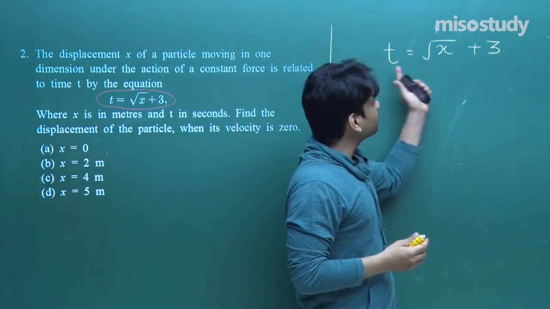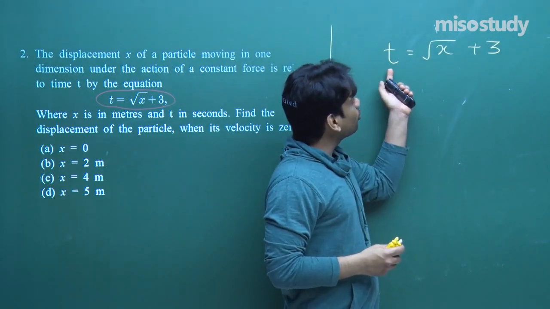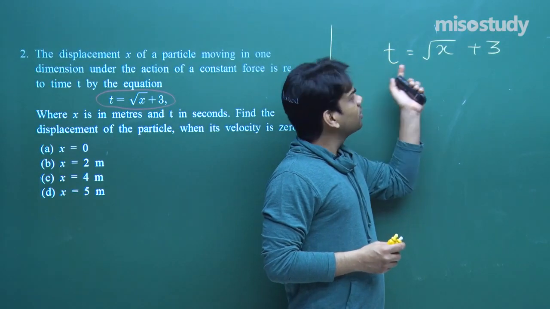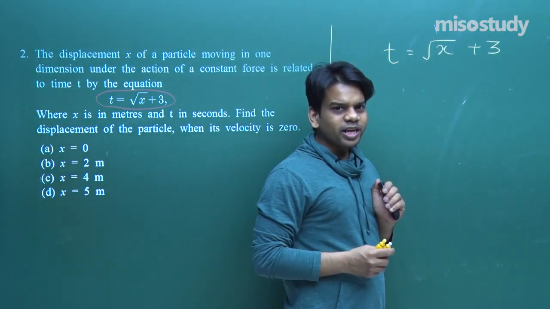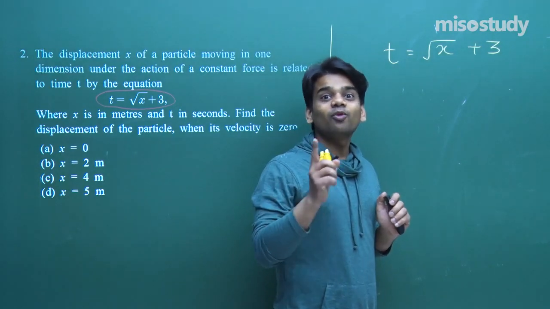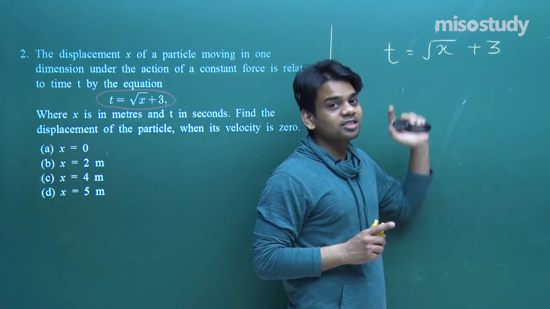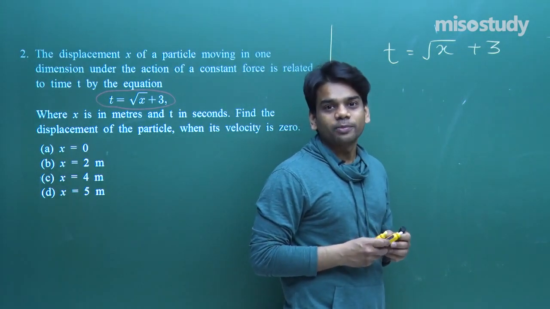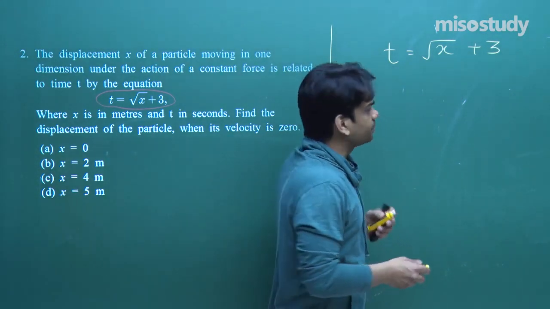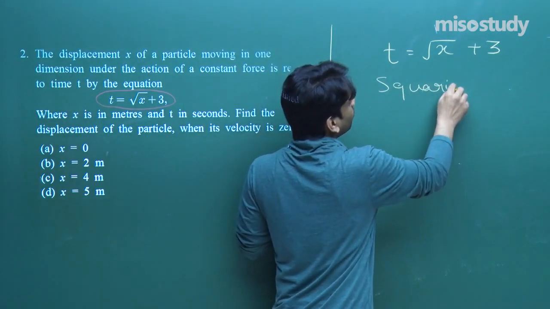If I differentiate this with respect to time, what am I going to get? dt by dt will be 1. Root x, if I differentiate, I'll have 1 by 2 x to the power minus 1 by 2, and again I'll have an extra dx by dt term. So it will be a problem for me if I differentiate this equation directly with respect to time. Why not square the equation? So first of all, let me square the equation and see what we are going to obtain.